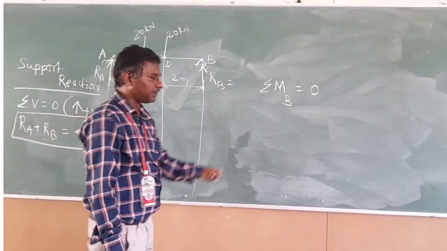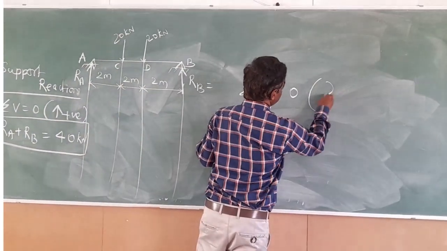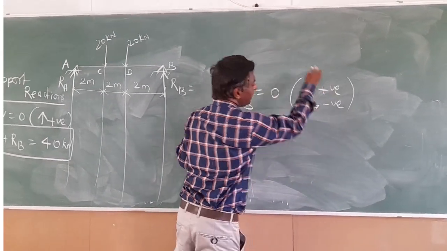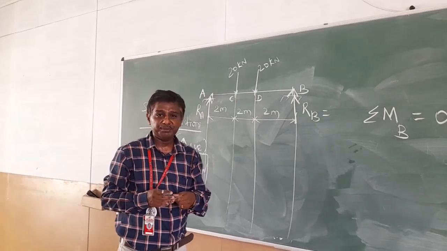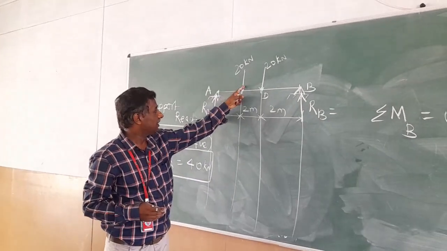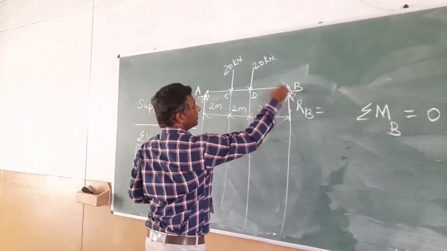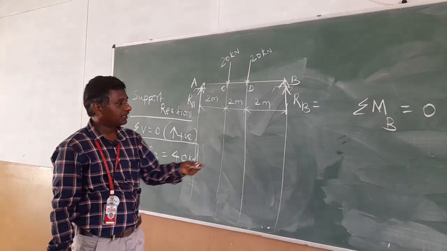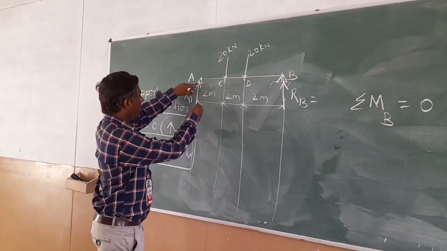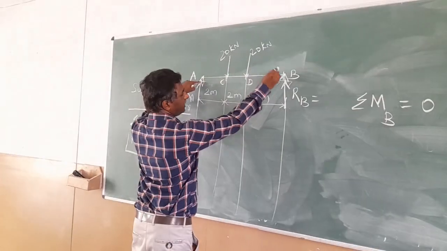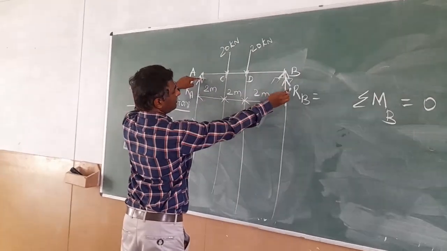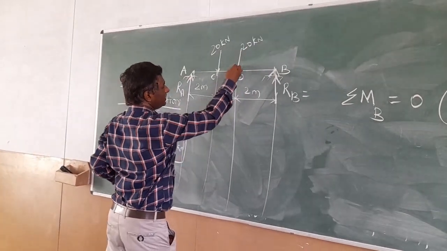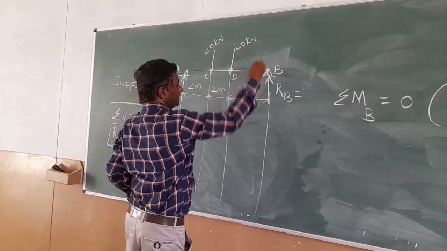And what is the sign convention for bending moment? Clockwise is positive, anti-clockwise is negative, according to my sign convention. Okay. Bending moment at point B. Now all the forces here are traveling to point B. Force into perpendicular distance. So with the sign convention, the force RA travels to point B in a clockwise manner. 20 kN downward action force travels to B anti-clockwise.